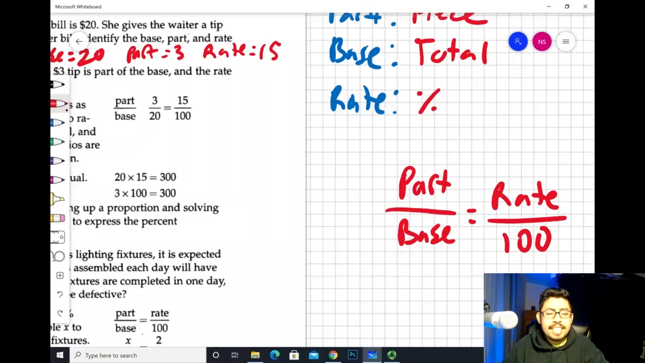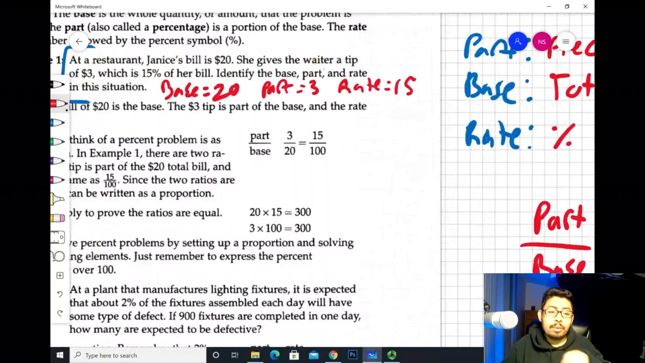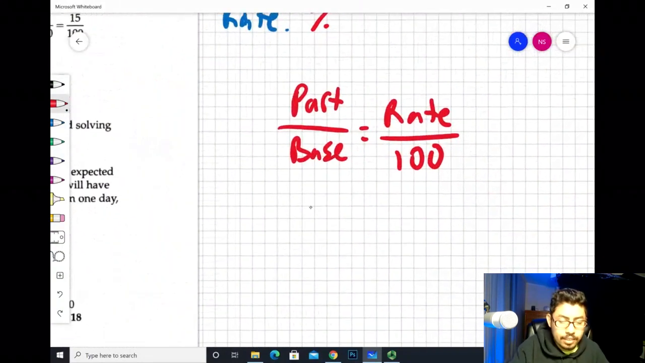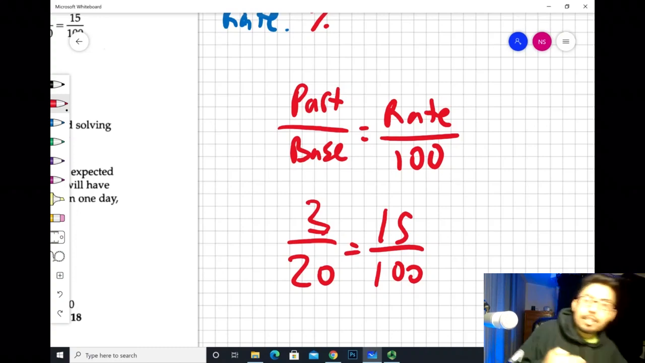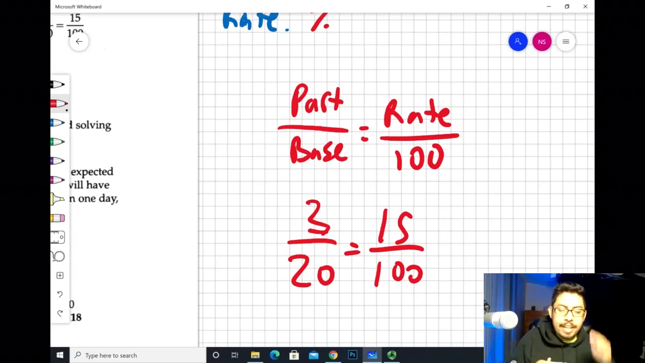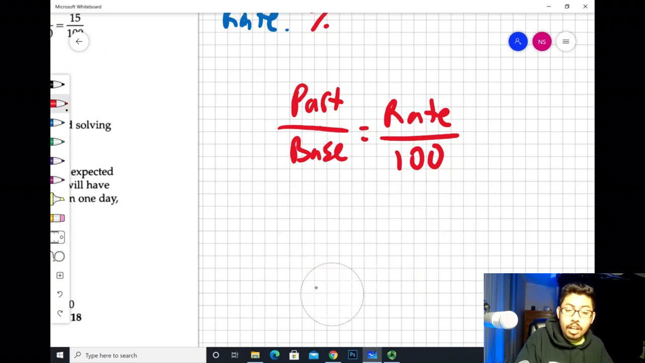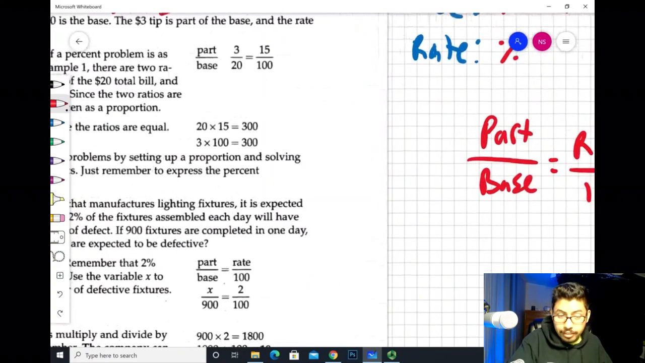Now, in this specific example, we had all three. We had the base, we had the part, we had the rate. How will it look? It'll be 3 over 20 equals 50 over 100... There's no missing variable here. Again, the first thing you need to master with percent proportions is identifying the part, base, and rate. But then come those questions where one of these is going to be missing from the word problem, and then you're going to use your skills of proportions to solve it.